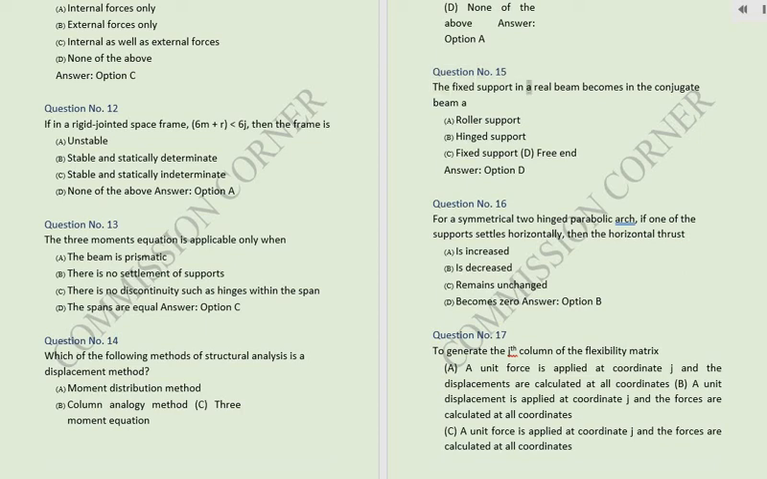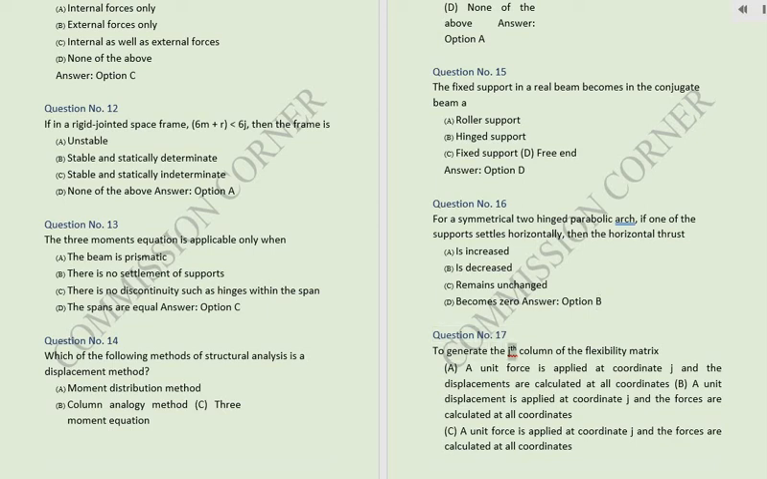Question number 15. The fixed support in a real beam becomes in the conjugate beam: A, roller support; B, hinged support; C, fixed support; D, free end. Answer, option D. Question number 16. For a symmetrical two-hinged parabolic arch, if one of the supports settles horizontally, then the horizontal thrust: A, is increased; B, is decreased; C, remains unchanged; D, becomes zero. Answer, option B.